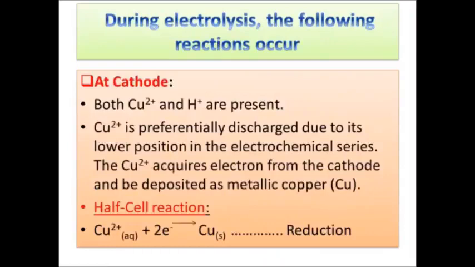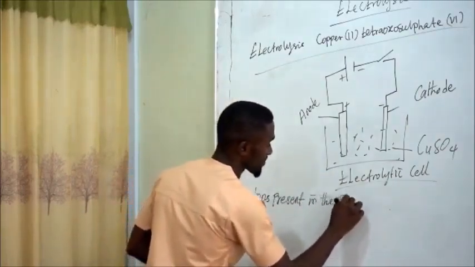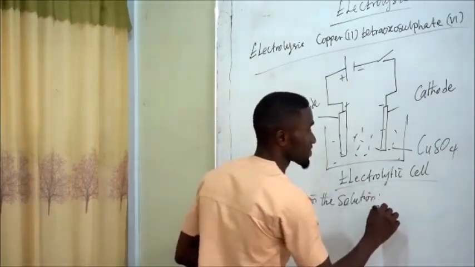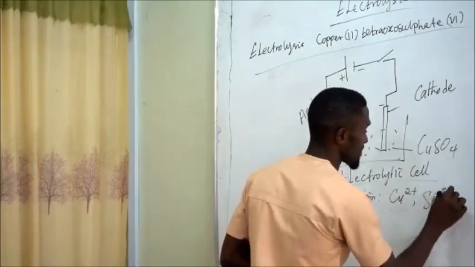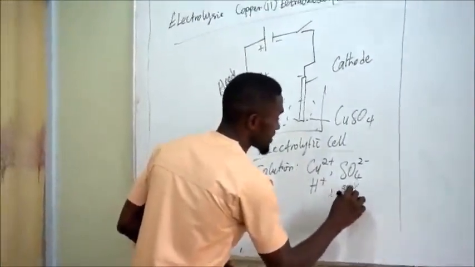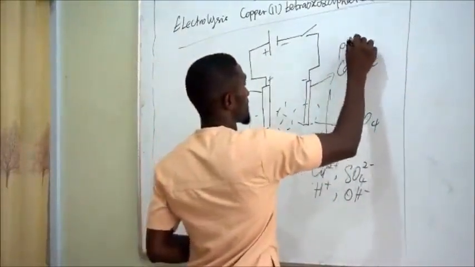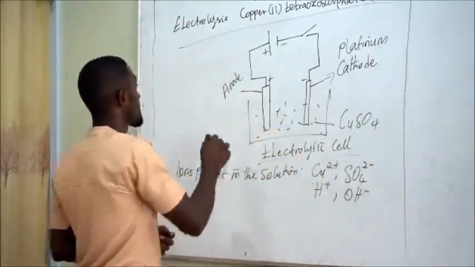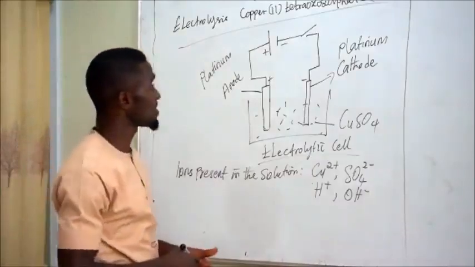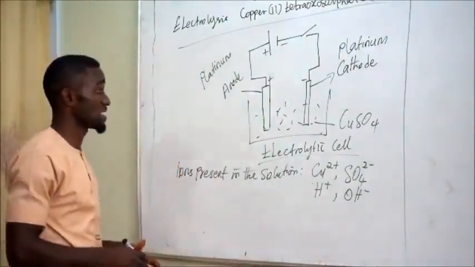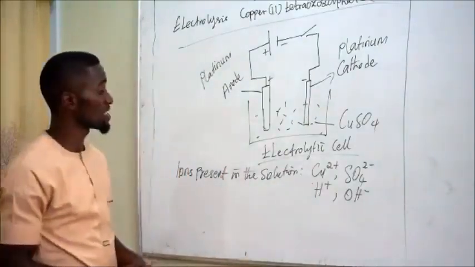Now, the ions present in the solution: you have the copper(II) ion, you have the sulfate ion, you have the hydrogen ion, and you have the hydroxyl ion. Now, let's assume that we are using platinum electrode. Remember, the platinum electrode is an inert electrode. That means it cannot take part in the chemical reaction. So the ions present in the solution are copper(II) ion, sulfate ion, hydrogen ion, and hydroxyl ion.